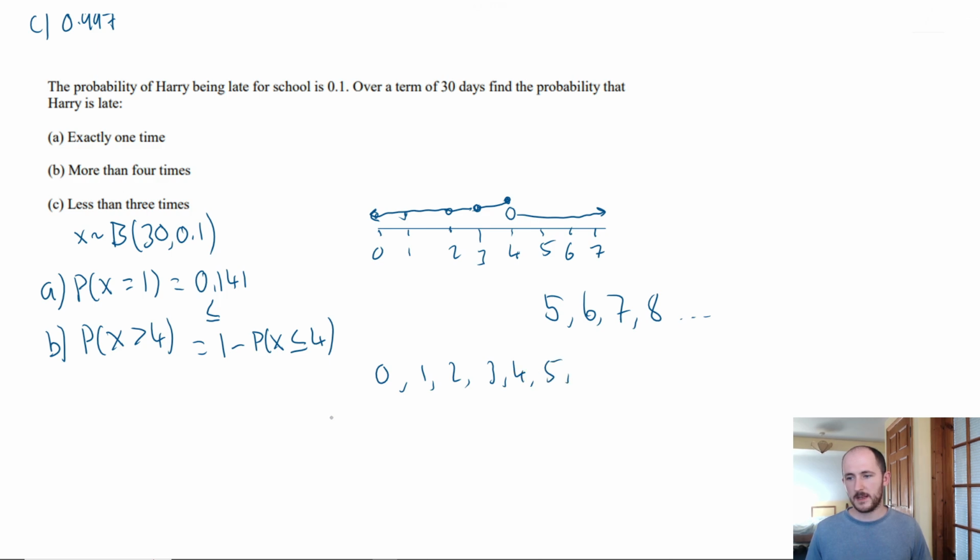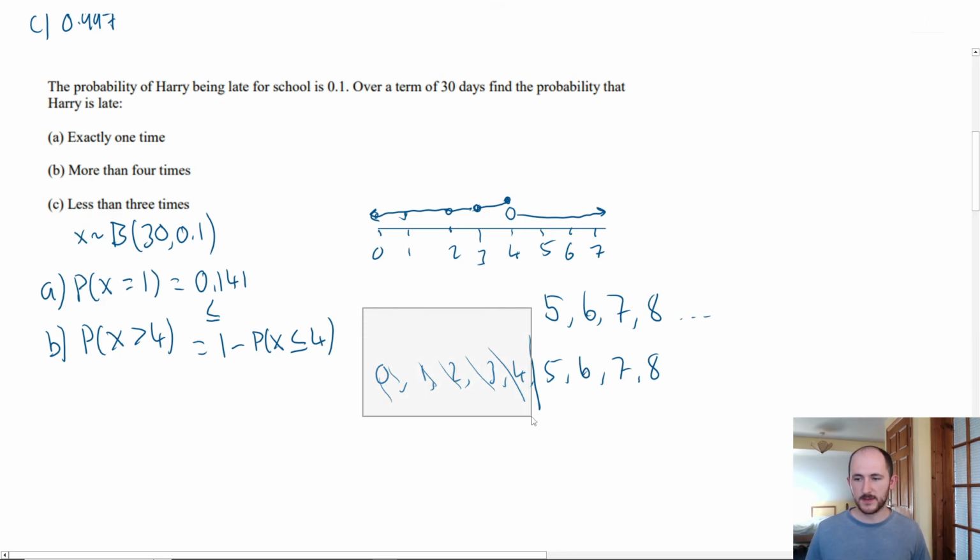Right? So as you can see, I want to get rid of all of these values. So how can I do that? Well, if I work out the probability of getting these values and then subtract it, I'm taking it away. Hopefully that makes a bit more sense. The probability of getting all of these values is of course 1, because all probabilities have to sum to 1.